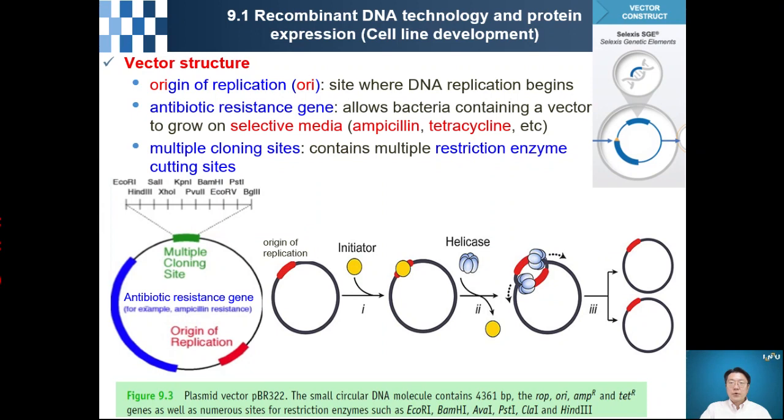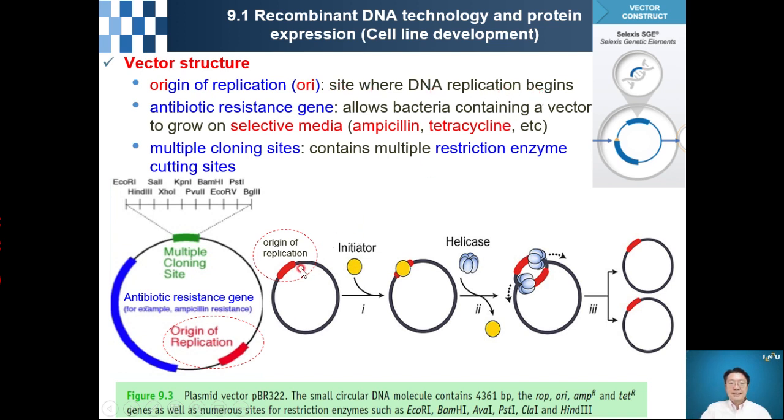In this slide, I will explain how to construct a vector for the production of a therapeutic antibody, okay? First of all, I will explain the vector structure. A vector is composed of 3 important factors. The first one is the origin of replication, and the second one is the antibiotic resistance gene. The final one is the multiple cloning site. Let me explain the origin of replication first. This site is the origin of replication. We call it ORI. This is the site where DNA replication begins.